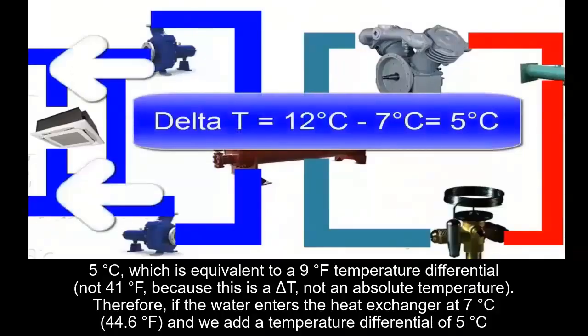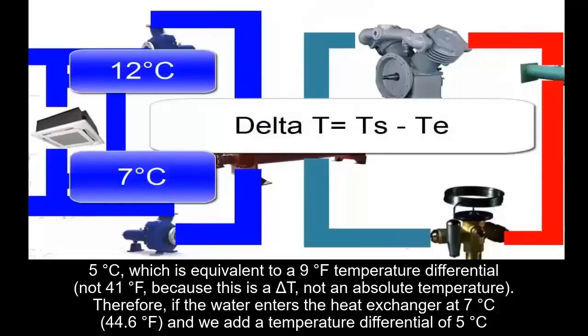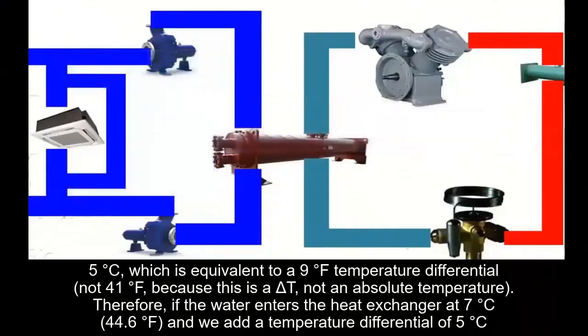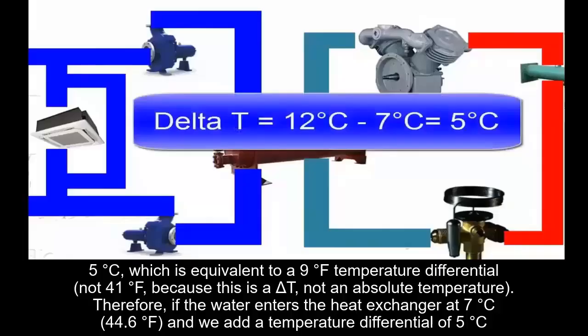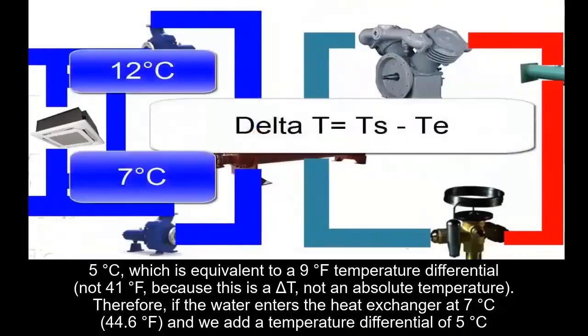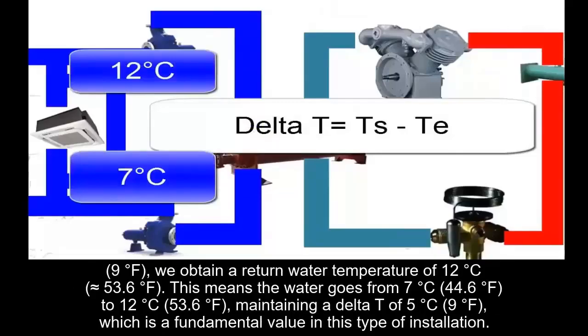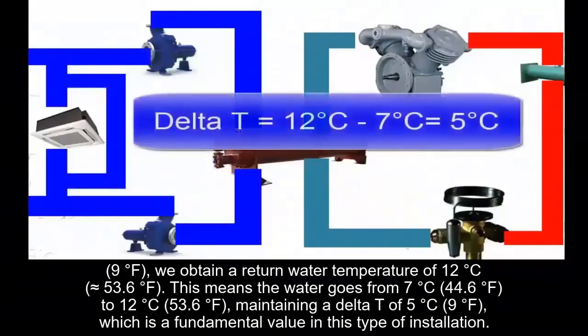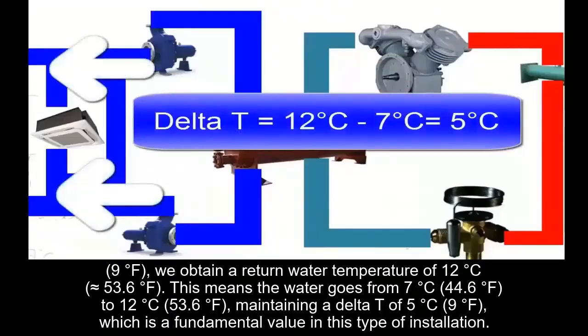Therefore, if the water enters the heat exchanger at 7 degrees Celsius or 44.6 degrees Fahrenheit, and we add a temperature differential of 5 degrees Celsius or 9 degrees Fahrenheit, we obtain a return water temperature of 12 degrees Celsius or 53.6 degrees Fahrenheit. This means the water goes from 7 degrees Celsius to 12 degrees Celsius, maintaining a delta T of 5 degrees Celsius, or 9 degrees Fahrenheit, which is a fundamental value in this type of installation.